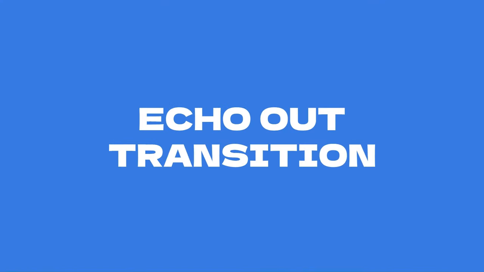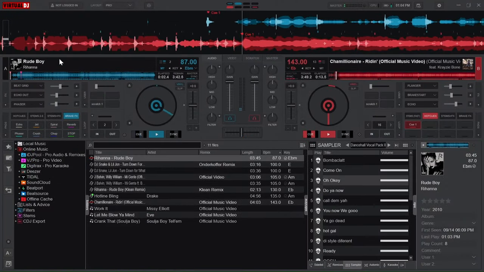Another easy transition is the echo out transition, which is mostly done after the chorus.